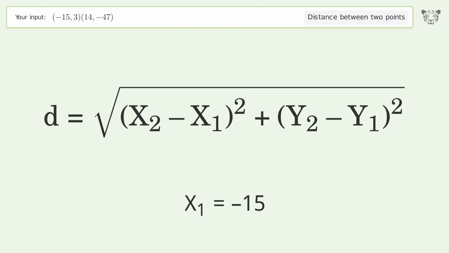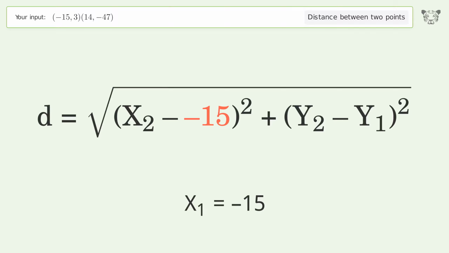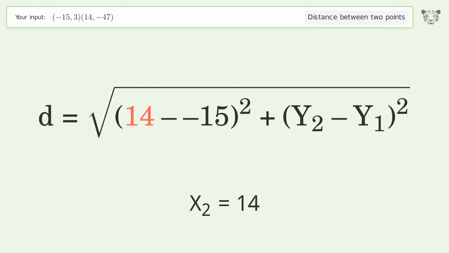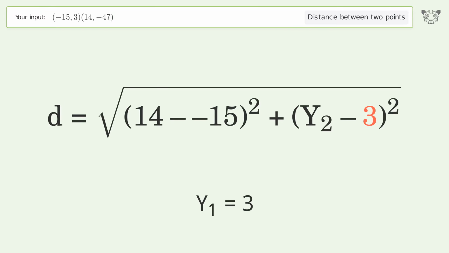x1 equals -15. x2 equals 14. y1 equals 3. y2 equals -47.